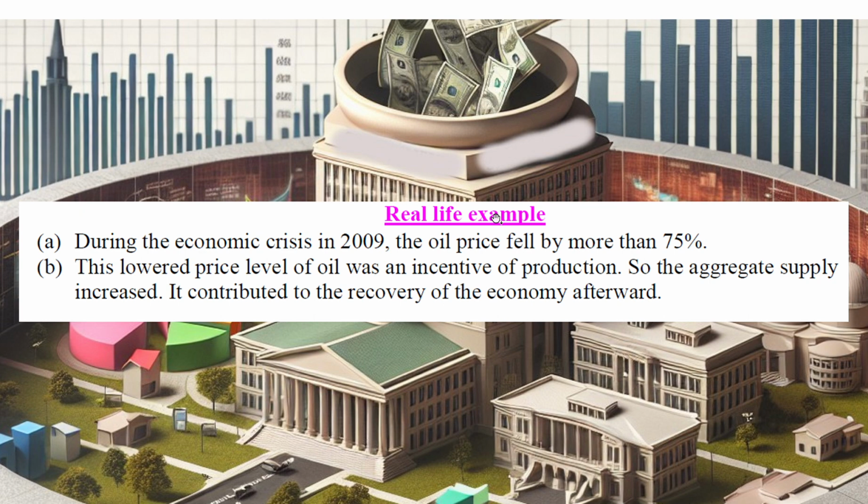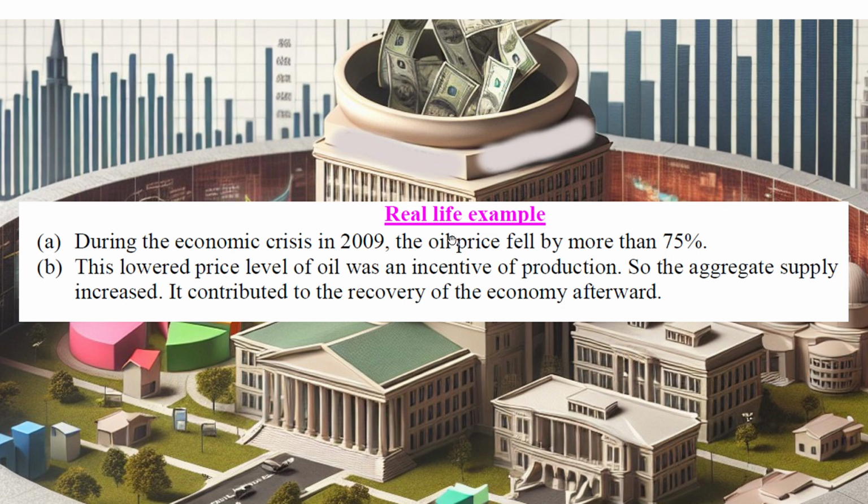Real life example, okay. For example, during the economic crisis in 2009, the oil price fell by more than 75% because the demand dropped. Okay. But this drop of oil price is a drop of factor of production, so it helped to drag the economy out from the recession of the whole world. This lower price level in turn is an incentive of production because the factor of production drops. And this is a major one like oil.